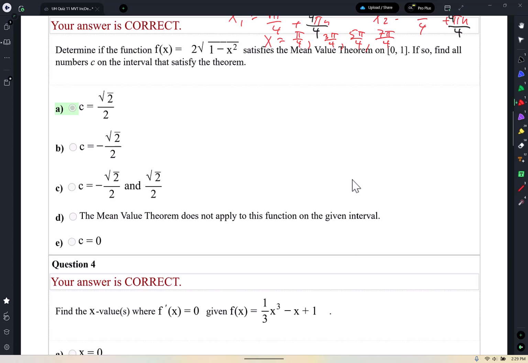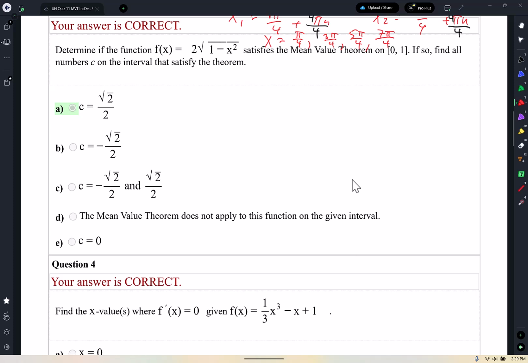Okay, here we go. Determine if the function satisfies the mean value theorem between 0 and 1. It's a square root function. You don't have any vertical tangents. You don't have any corners. So the mean value theorem will apply. You are defined at 0. You are defined at 1. Cool or not cool?